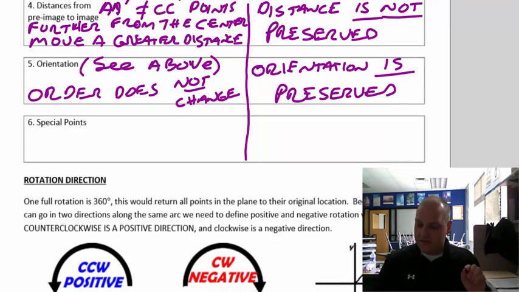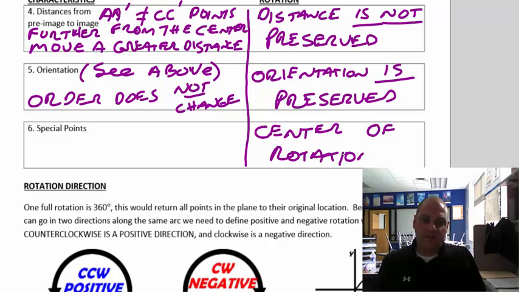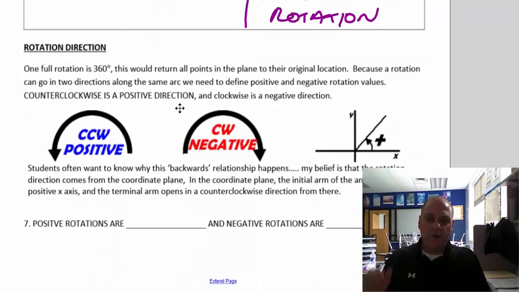And special points. The center of rotation is a special point, because that's what it all rotates around. Whatever that center of rotation is, that's what it's all based on. So we'll talk more about that. I don't want to waste any more time in your video.